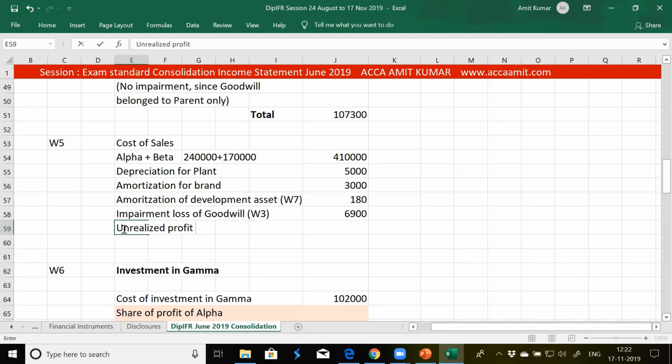Unrealized profit in closing inventory. There's an unrealized profit in opening inventory. What do we do with unrealized profit in closing inventory? We add it as part of cost of sales. But if there is an opposite of it, if there is an unrealized profit in opening inventory, we remove it as part of cost of sales because that belonged to the previous period.